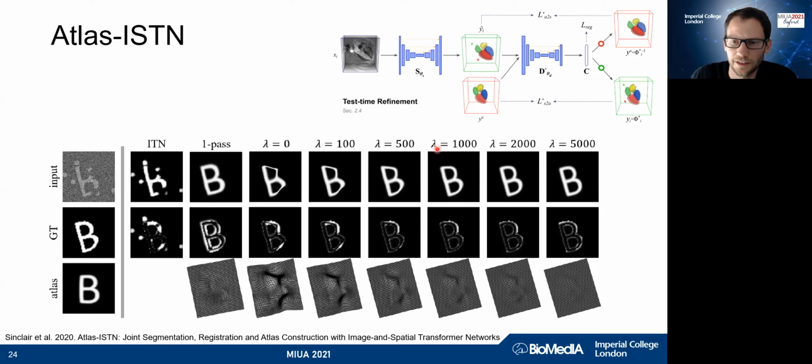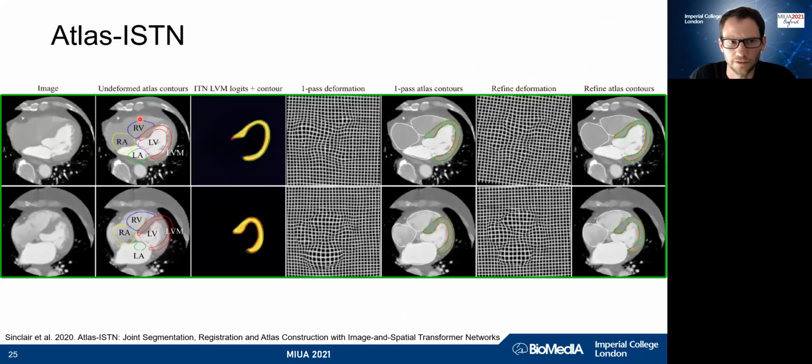But you can see that you can, at test time refinement, get very plausible segmentation even for this heavily corrupted image with these Atlas ICNs. Of course, we have done this on real data, so we were interested here in cardiac CT segmentation of the major structures of the heart. So it's a multi-class problem.